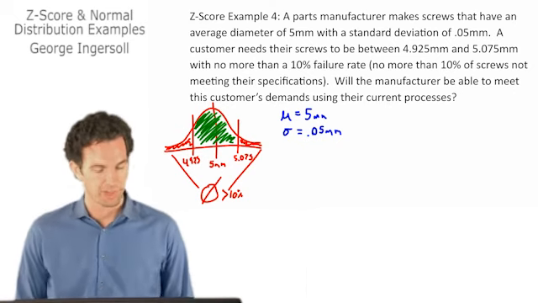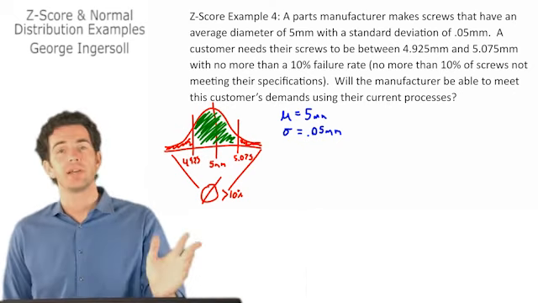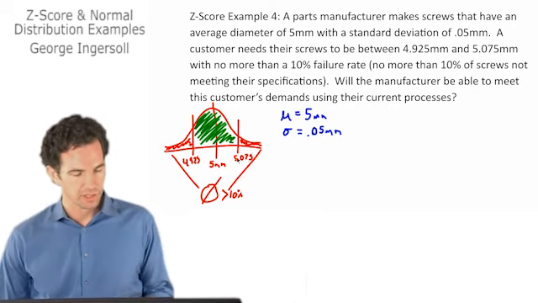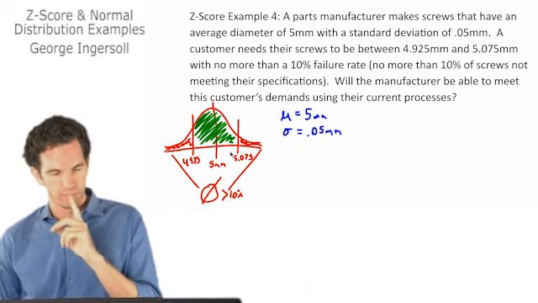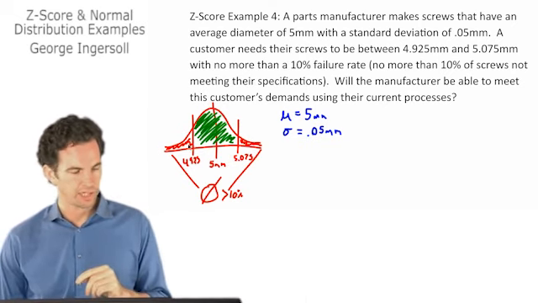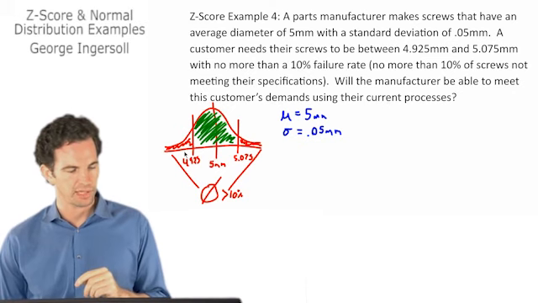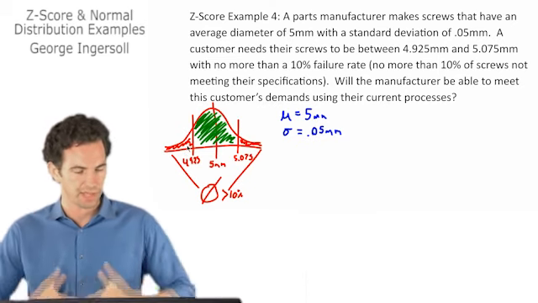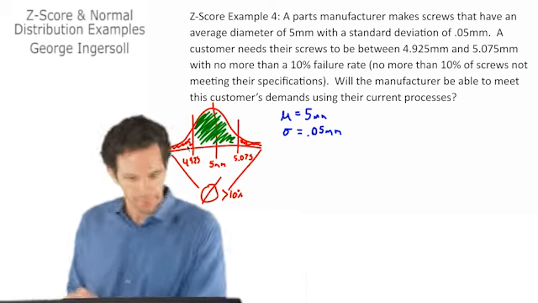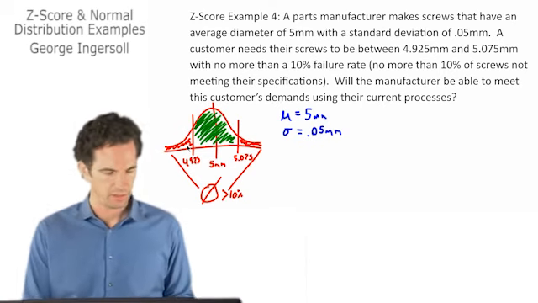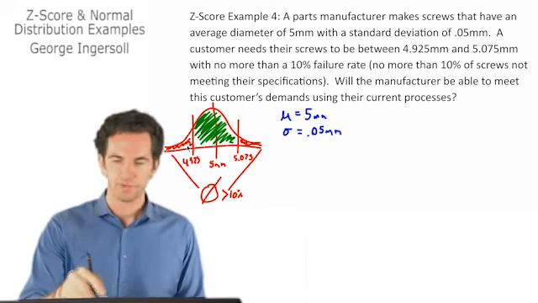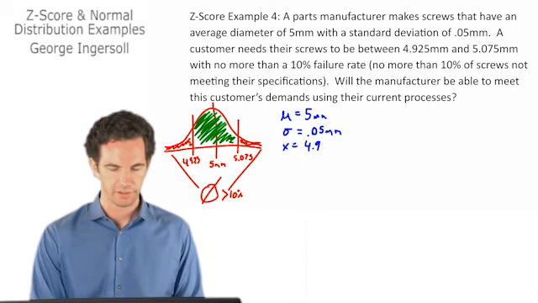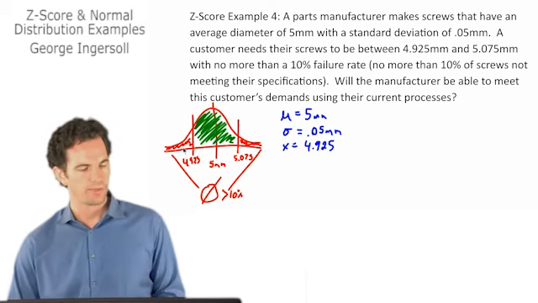4.925 and 5.075 millimeters. So like I said, let's just focus right now on one side of this, because you may have noticed the range for the customer falls nicely on either side. In either case, it's just 0.075 away from the mean, and so it's going to be the same on both sides. It's convenient for us. All right, so let's just use our x for right now. We're going to call our x 4.925. And let's figure out what this value is right here.